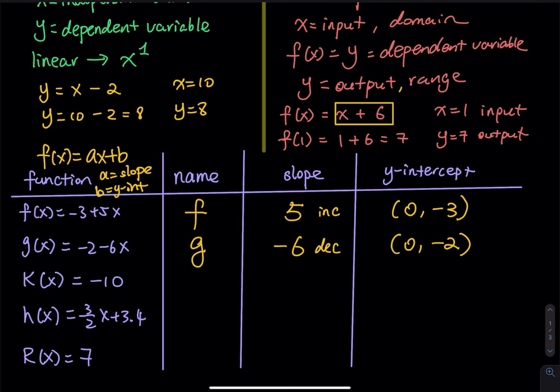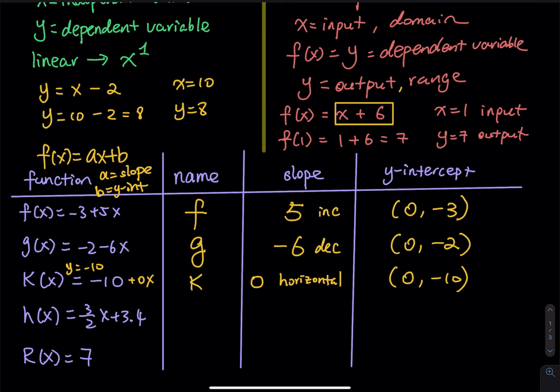And then the next one is k of x equals negative 10. K is the name of the function. Since there is no x, you can imagine that there is a plus 0x. So the slope is equal to 0. What kind of line has a 0 slope? The answer is horizontal line. And then the y-intercept is when x is equal to 0, y is equal to negative 10. In fact, this is the same thing as y equals negative 10. That means y is equal to negative 10 the whole time. It's a horizontal line. The line is not going uphill or downhill.